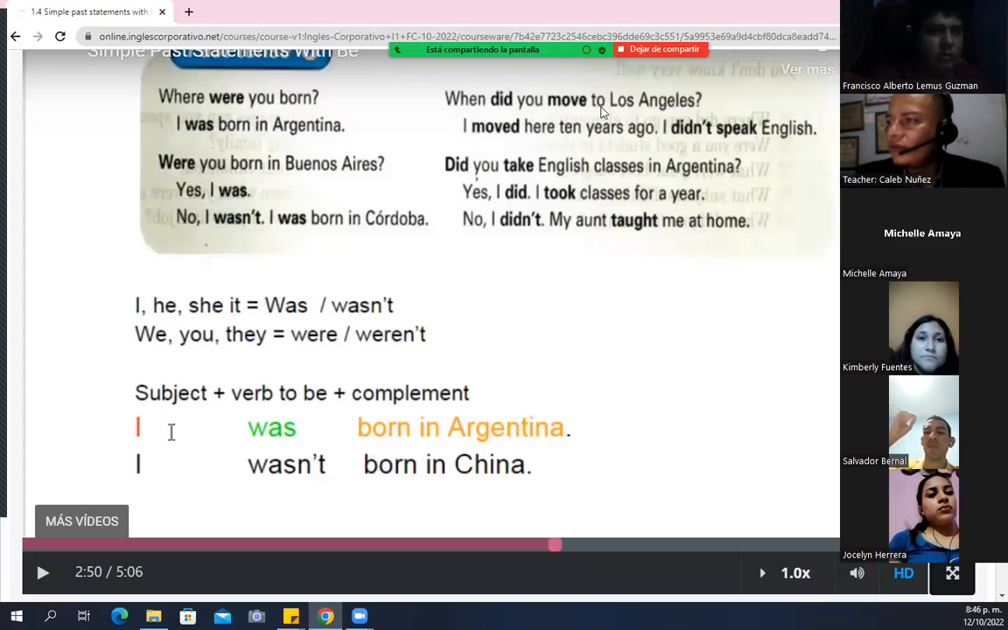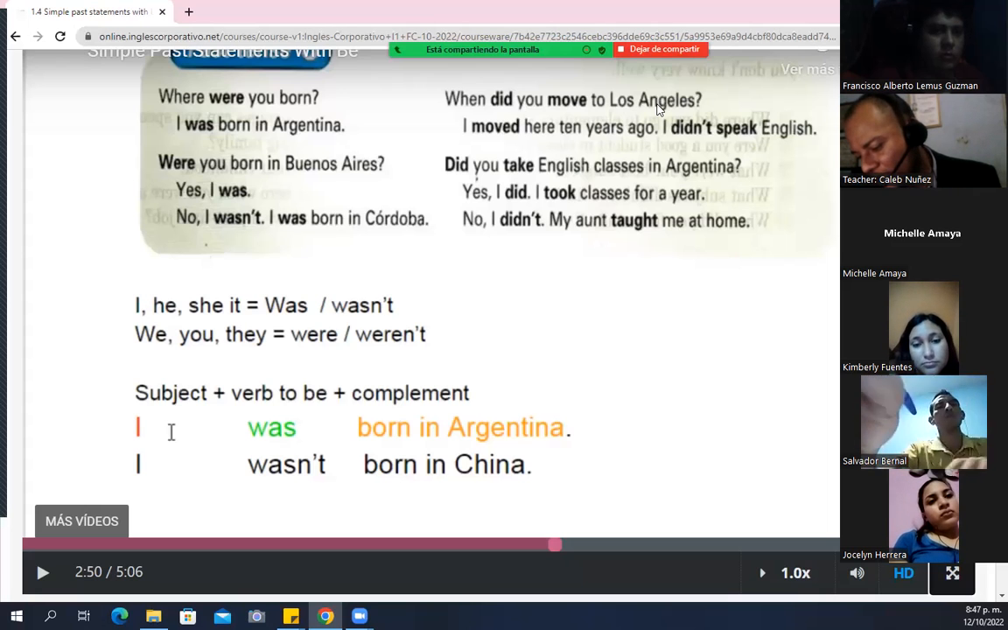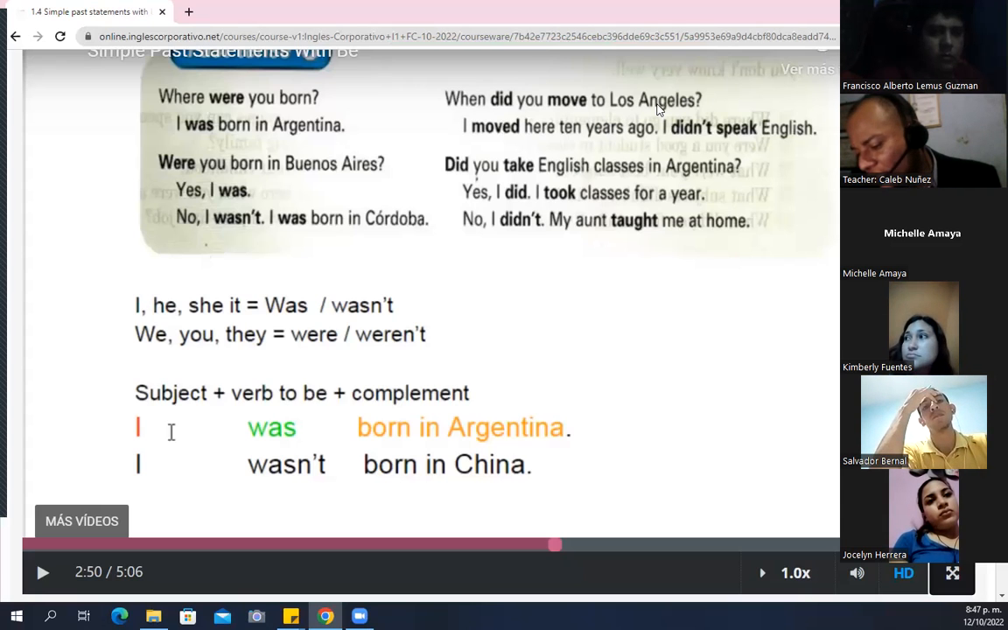Let's make a question. Prepare one question using this structure, okay? We have a similar question. When did you first study English? That was one question like that. And where did you go to middle school? Okay, prepare your questions. I'll give you, what, one minute?